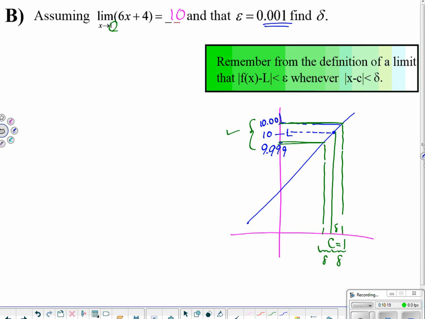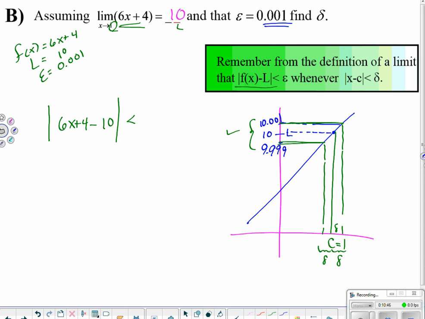We're going to start with our output first, and it goes |f(x) minus L|. So my f(x) is 6x plus 4 minus my limit, my L value, 10. So y minus 10 is what that's saying is less than epsilon. Epsilon was given to us as 1/1000th, so 0.001. And I want to find that.